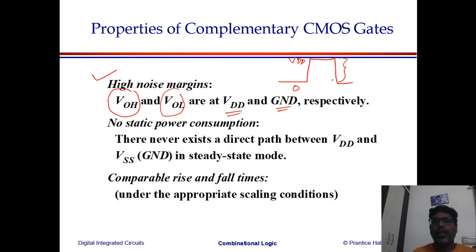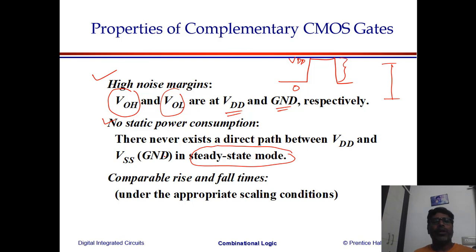Thereby the difference between the on level and the off level is large, and it gives a huge noise margin. The better the noise margin, the more robust the system is, and it has more robustness towards noise. Next, no static power consumption takes place in static CMOS for the simple reason that there is no direct path from VDD to ground at any point of time except during the transition, which means under steady state mode there is no direct path.